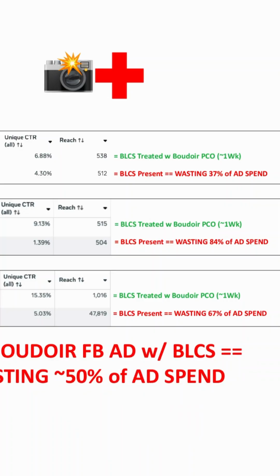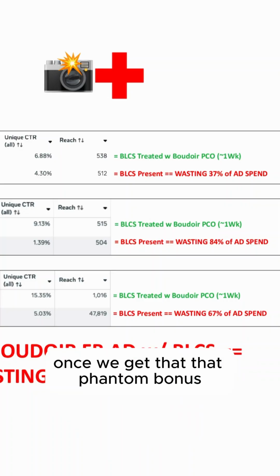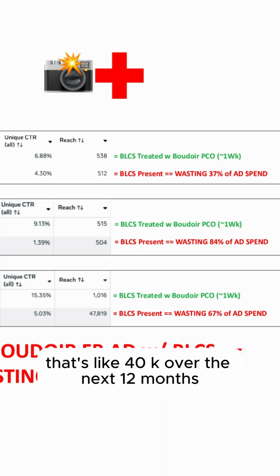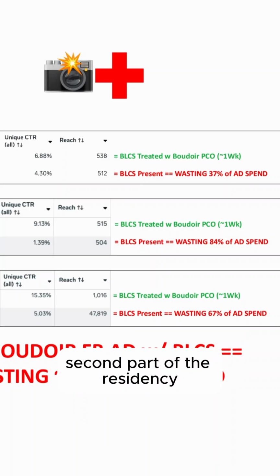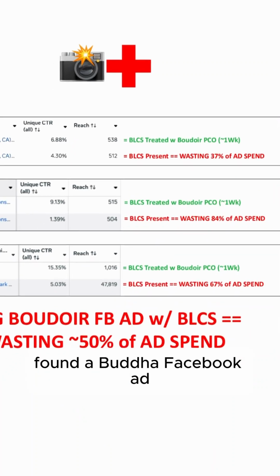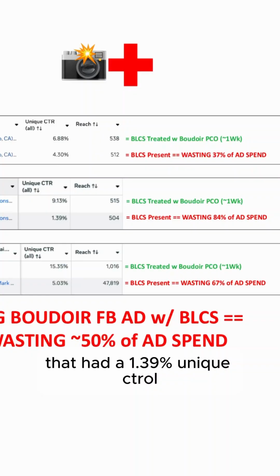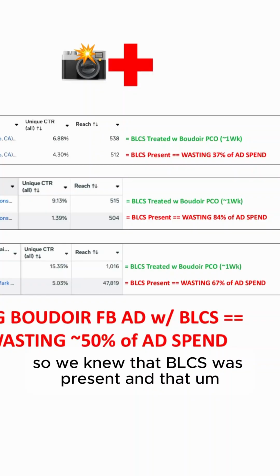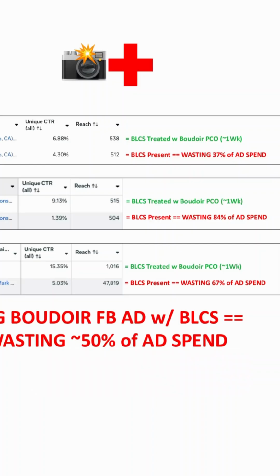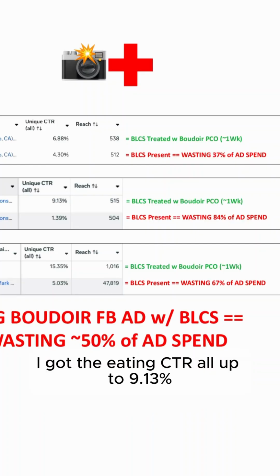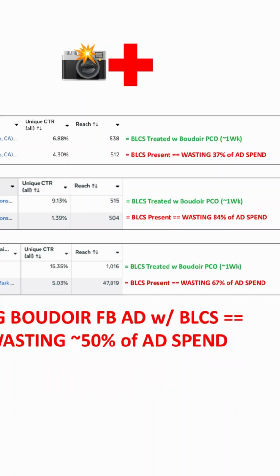And once we get that phantom bonus, that's like 40K over the next 12 months. I mean, dude, that's huge. Second part of the residency, found a Boudoir Facebook ad that had 1.39% unique CTR all. So we knew that BLCS was present, and so decided to duplicate it and treat it with Boudoir Pico. Takes about a week. I got the unique CTR all up to 9.13%.